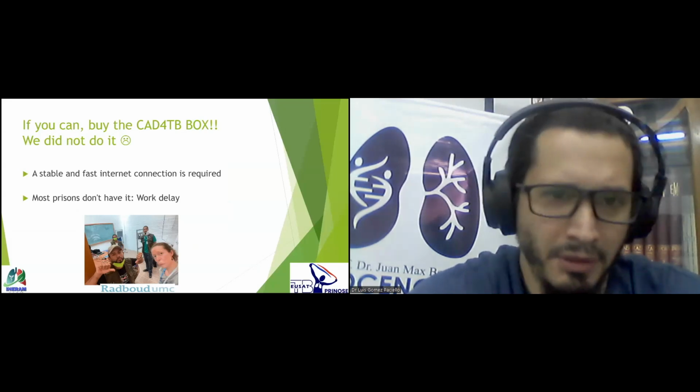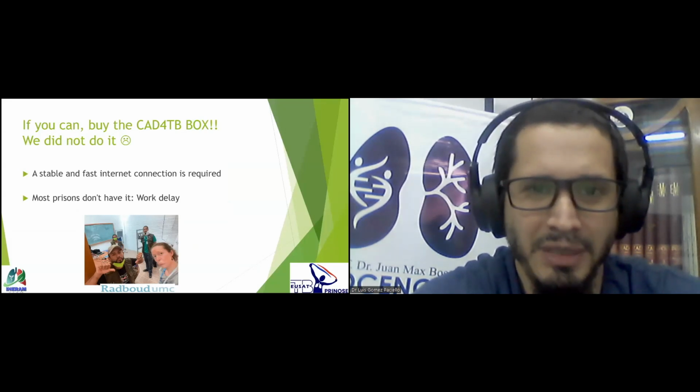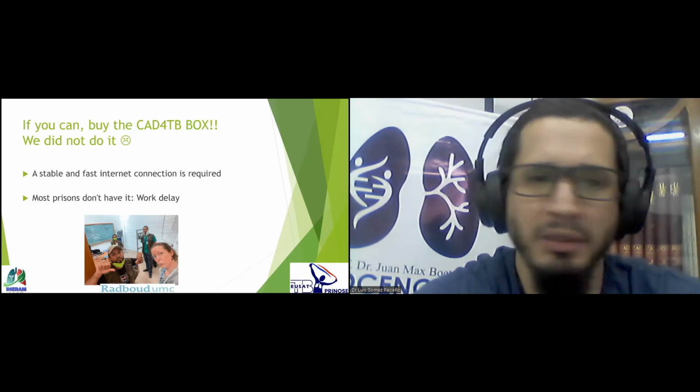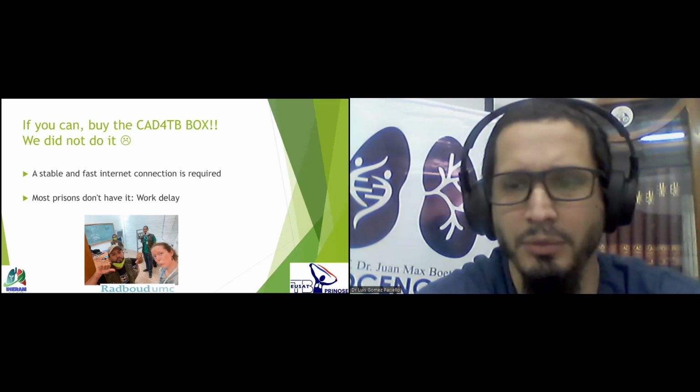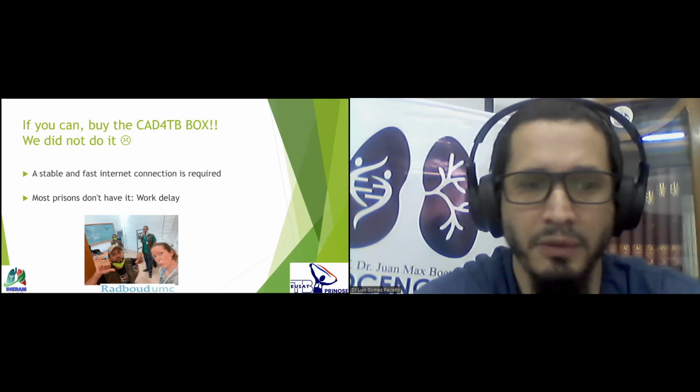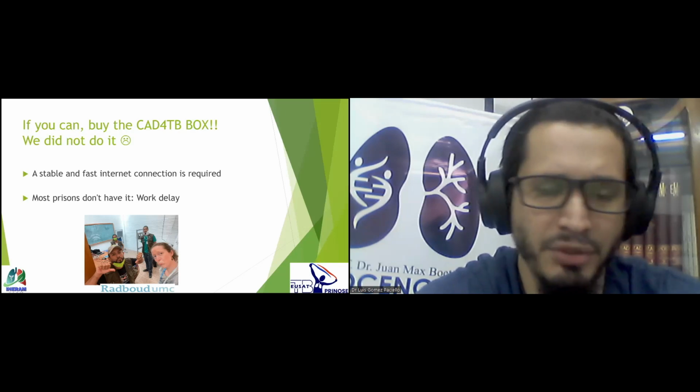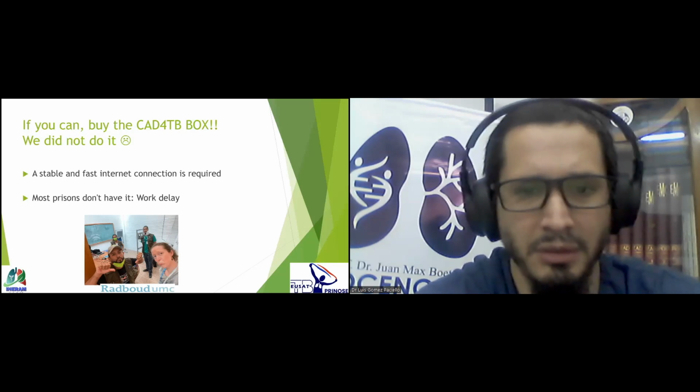We must say you need to buy the CAT4TB box. We didn't buy that, so we need a stable and fast internet connection to use the CAT4TB score. Most prisons here don't have it, so it's a source of delay.